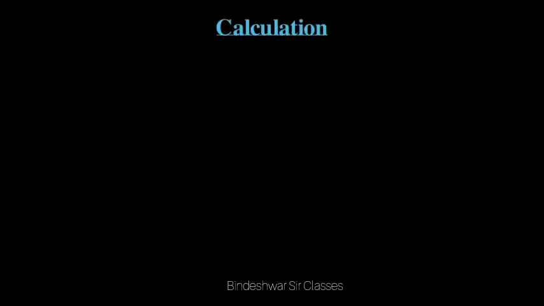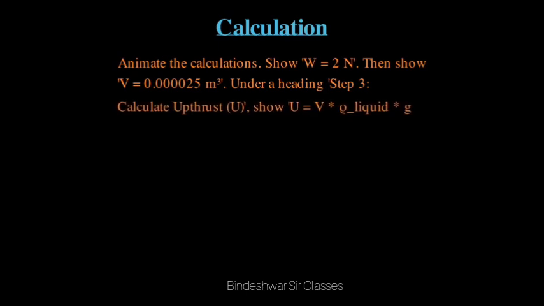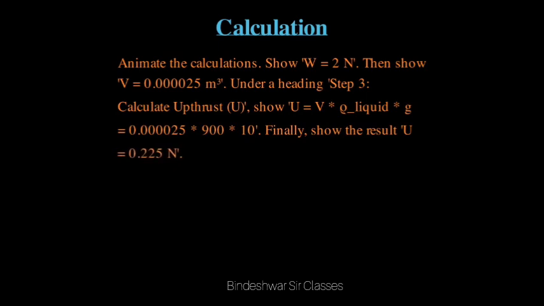Let's do the arithmetic. First, for the weight, W equals 0.2 times 10, which gives us exactly 2 newtons. Next, let's find the volume of the iron, V equals 0.2 divided by 8,000. This comes out to be 0.00025 cubic meters. Now we can calculate the upthrust, U. The formula is volume times the density of the liquid times g.